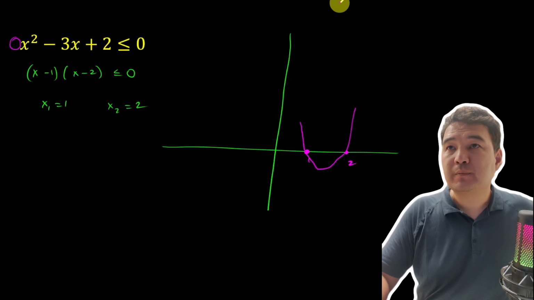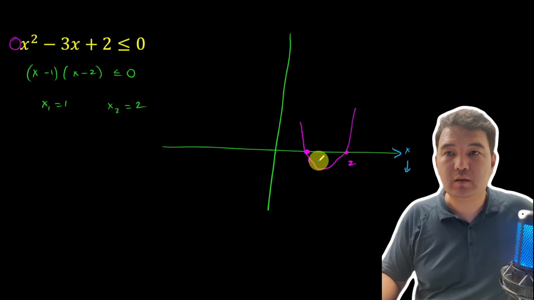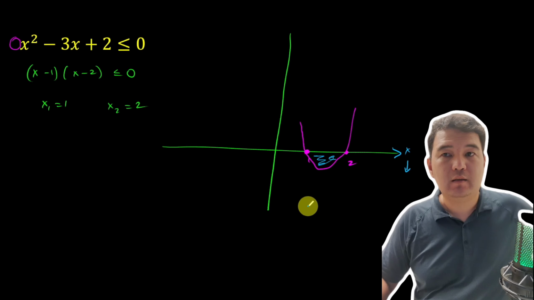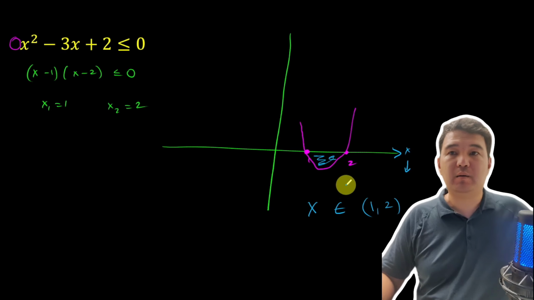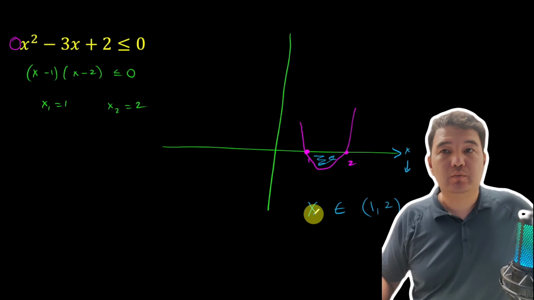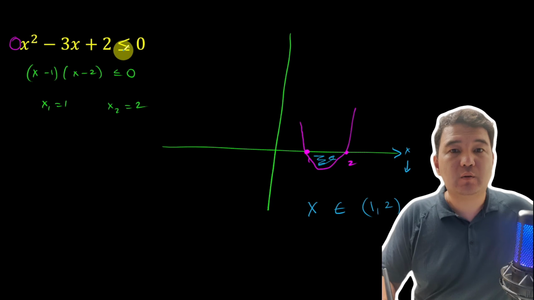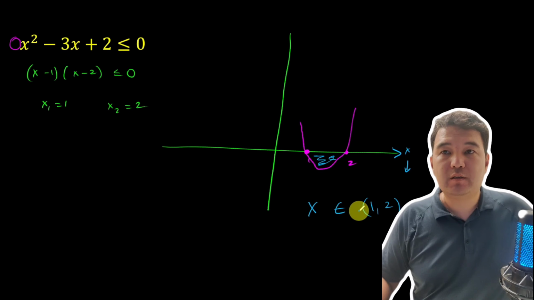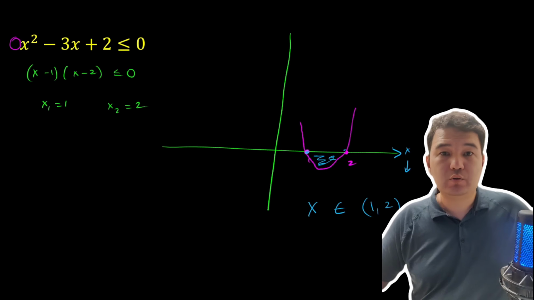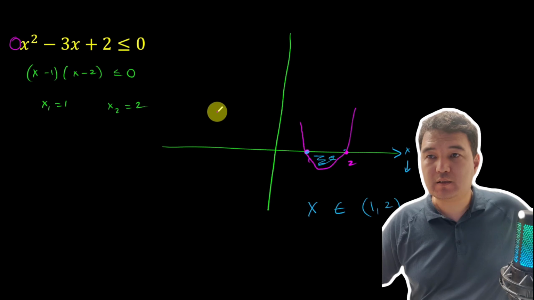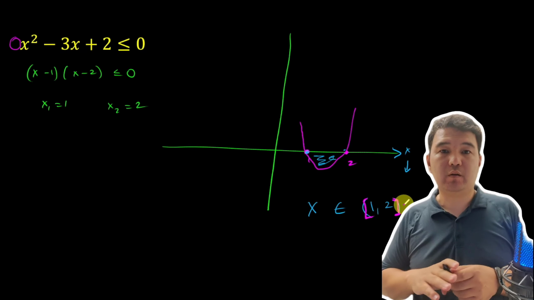Negative means everything that is below the x-axis, below here. So this part is negative, so that means x has to be between 1 and 2. A number between 1 and 2 makes this parabola negative. We also have this equality sign, so we can capture these roots of the quadratic function. So the solution set of this quadratic inequality is going to be between 1 and 2, including 1 and 2, so the closed interval [1, 2].